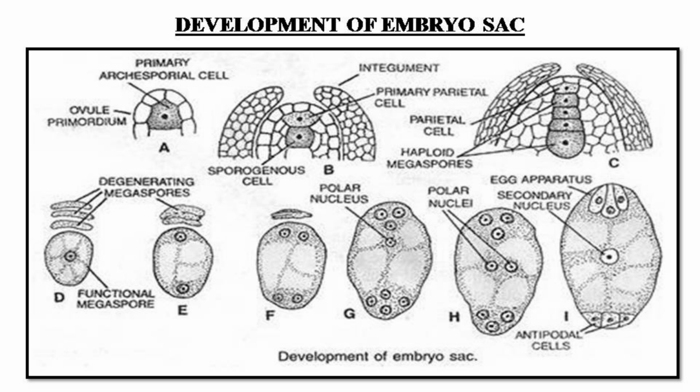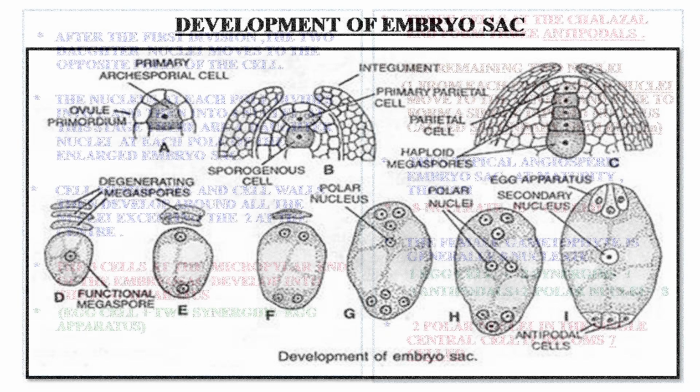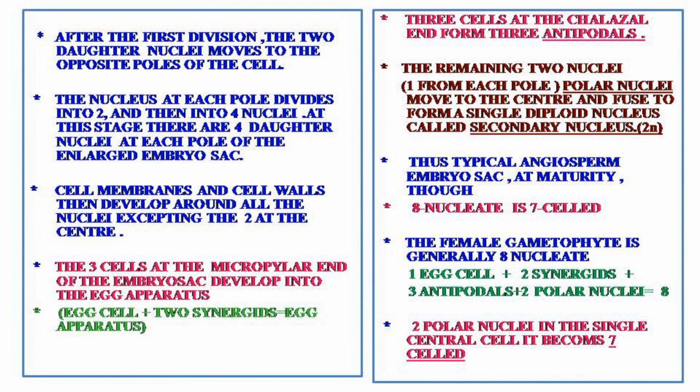Thus, a typical angiospermic embryo sac at maturity, though it is 8 nucleate, will have 7 celled condition. That is 8 nucleate and 7 celled condition. Now whatever we had explained along with the diagram is written in this slide.